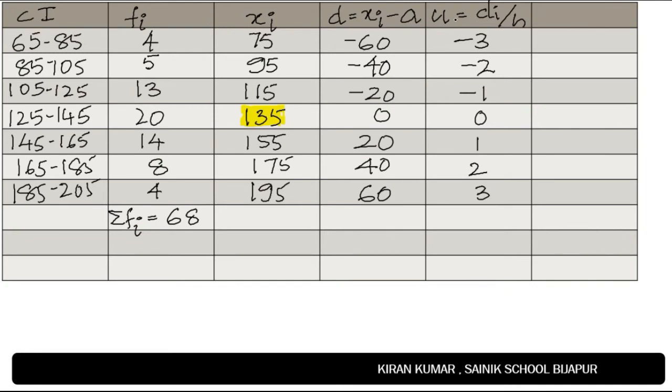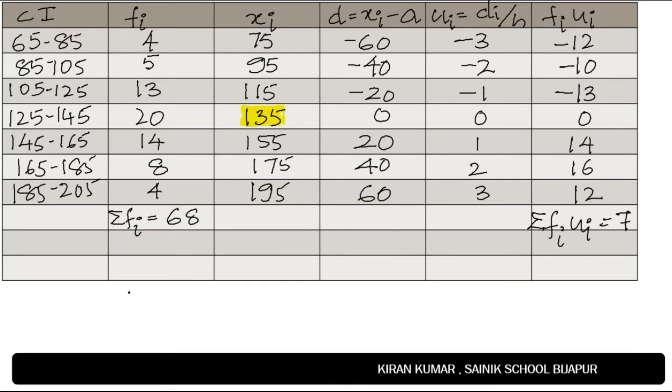Now we'll find out all the products of fiui. 4 times minus 3 is minus 12. 5 times minus 2 is minus 10, minus 13, 0, 14, 1 times 14, 8, 2 times 16, 4, 3 times plus 12. Here positive 12, negative 12, they get cancelled. We need to add them up. Sigma fiui we need to find. On finding we get it as 7.